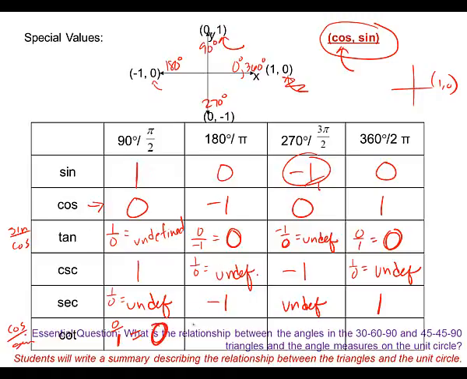I've got the cosine is negative 1 and my sine is 0. So what's that one? That one's undefined. My cosine is 0, and my sine is negative 1, so that one equals 0. And then my cosine is 1, my sine is 0, so this one is undefined.